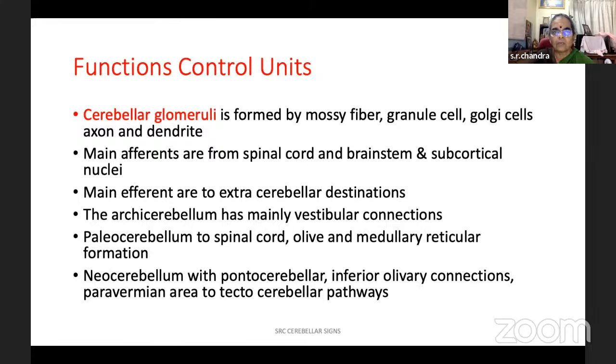and also it receives afferents from the spinal cord, brainstem, subcortical nuclei, and efferents to the extracerebellar destinations. So this cerebellar glomeruli coordinates all the information received. It maintains the sensitivity of the muscle spindle, and it is controlling the agonist, antagonist energy. Ultimate control is taking place in the cerebellar glomeruli.